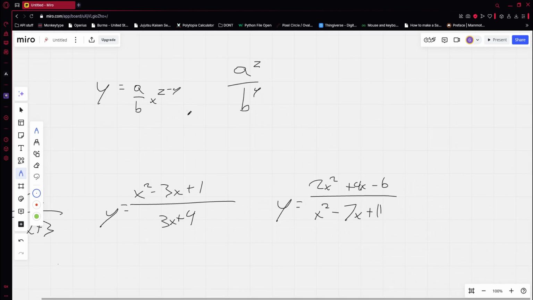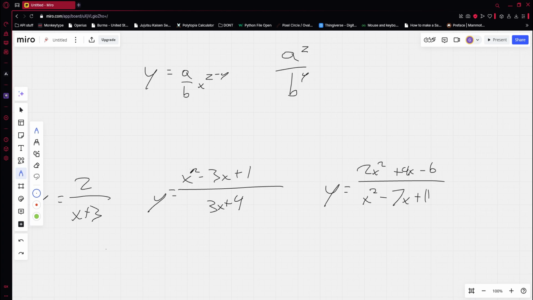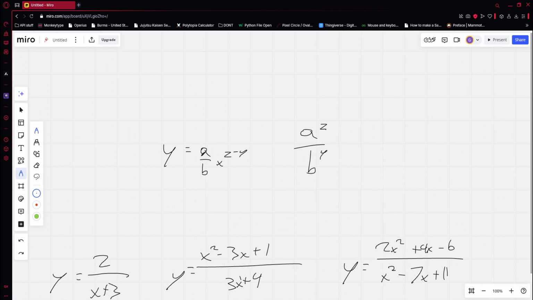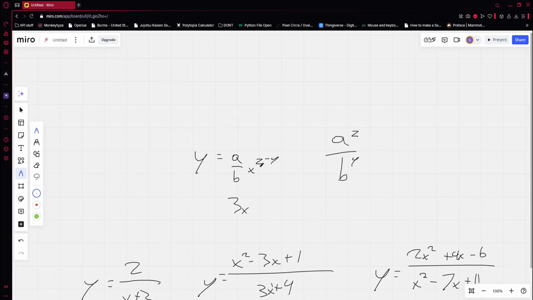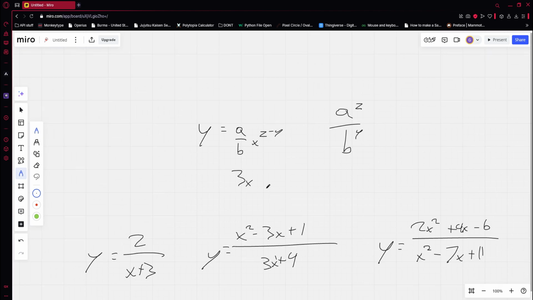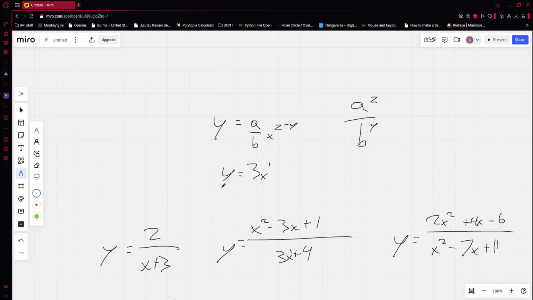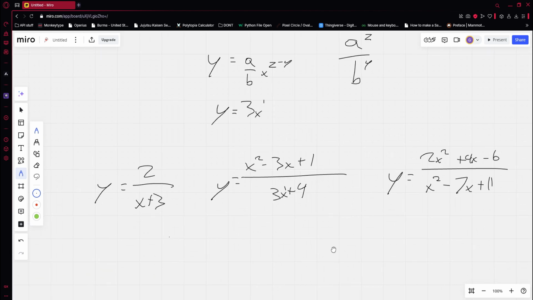Essentially what you're doing is the same thing as over here, except you're making it a line and making the line's exponent be these two. This is 1, so these two. Right? So a over b, 1 over 3, that's just 3x, and then z minus y, 2 minus 1, that's just 1, equals y. So our slope for this line will be 3x.